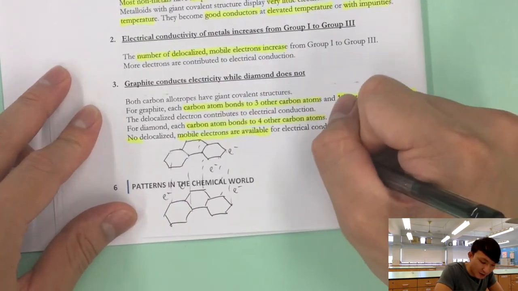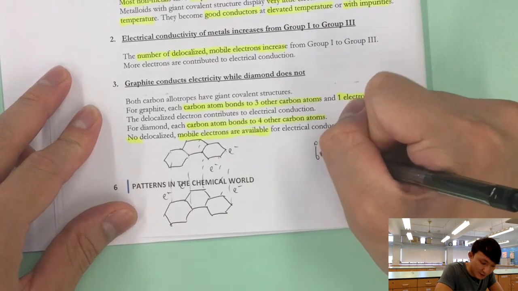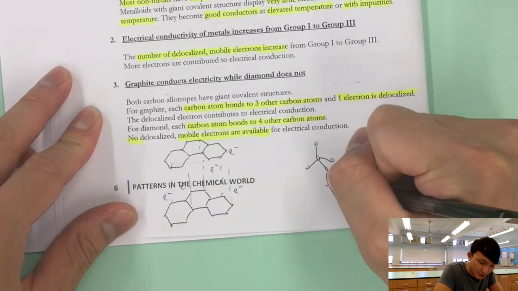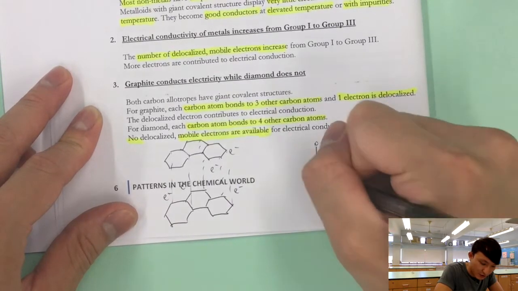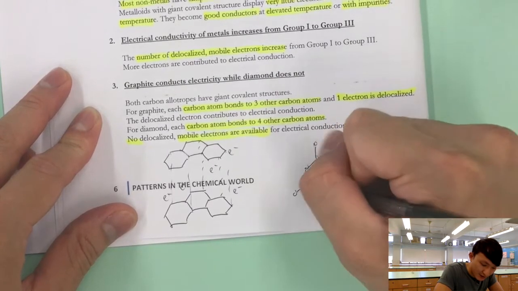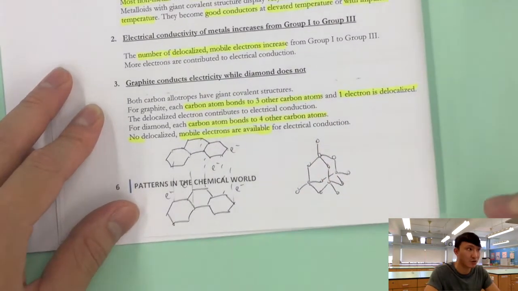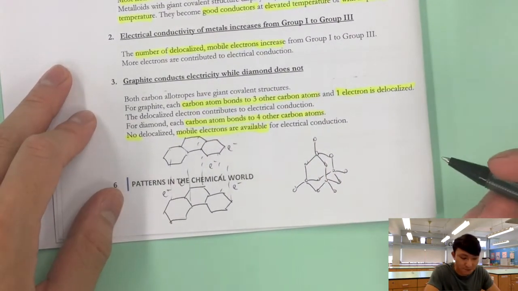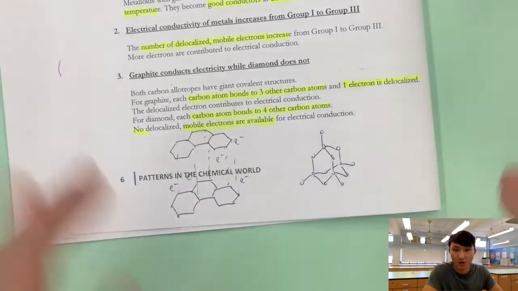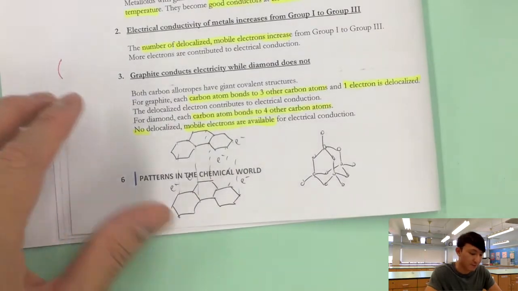For diamond, it has this structure. Do you still remember how to draw these structures? I can barely draw it. Just kidding. Of course, I know how to draw it. You see, each carbon atom is bonded to four other carbon atoms, so there are no mobile electrons available.